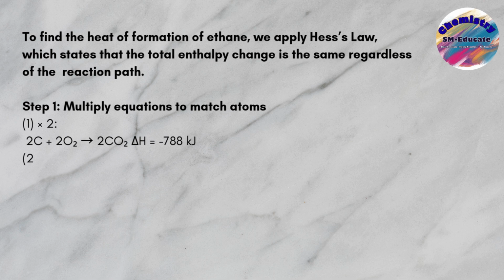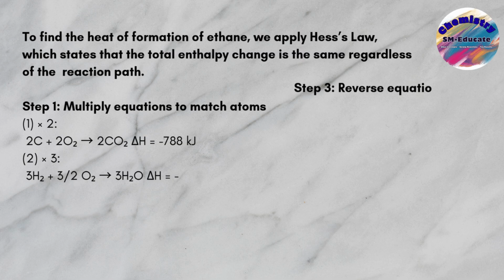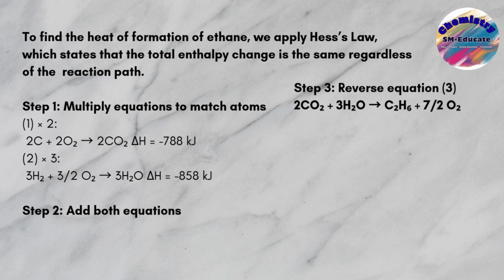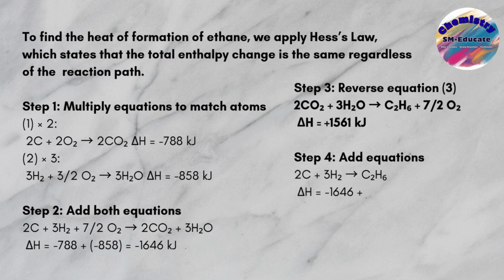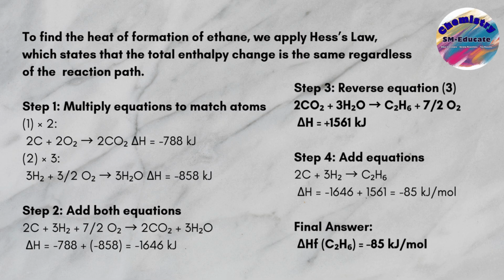Reversing changes the sign of enthalpy from negative to positive. Finally, we add all the equations. The intermediate compounds like carbon dioxide and water cancel out, leaving the formation reaction 2C plus 3H2 yields C2H6. Adding the enthalpy values gives us delta H equals minus 85 kilojoules per mole. So the heat of formation of ethane is minus 85 kilojoules per mole.